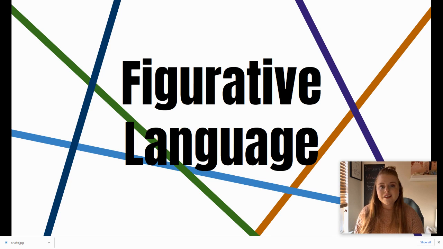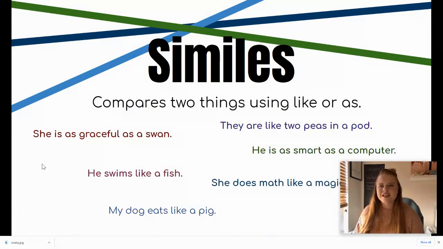Today, I want to spend some time talking about three different types of figurative language. Now, I know you've already learned these this year, but we're going to review them just to make sure we're all on the same page. So let's get started. Remember, figurative language is anytime the author says something that doesn't really mean what it sounds like. So let's take a look.